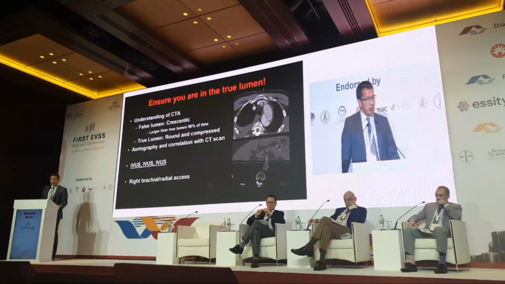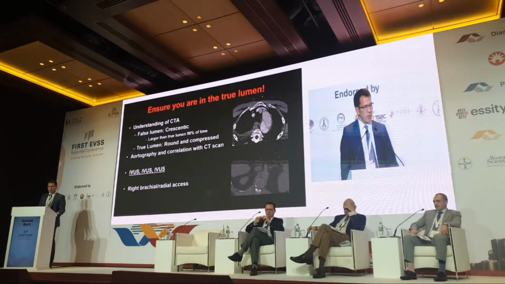So ensuring the true lumen, obviously, is sort of the key to this operation, and really, once you go into this procedure, you should know this really based on the CT scan in terms of where the wires are going to end up. False lumen tends to be concentric in shape, true lumen tends to be round and more compressed. And then for us, certainly IVUS is used in any and all of these cases, and then it sort of defaults coming from the right arm if there's an issue trying to get into the true lumen.